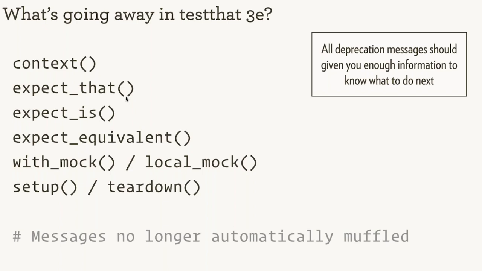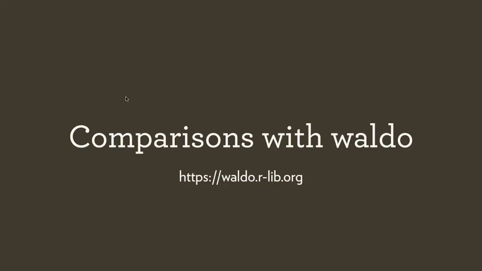And hopefully that's all I need to say, just these are the functions that are going away. If you really believe any of these functions are important, now's the time to speak up and say you want to keep these. Otherwise, when you switch to the third edition and rerun all your tests, you'll get deprecation messages telling you what to replace these functions with. So that's the stuff that's going away.